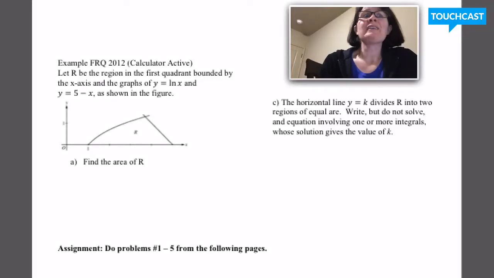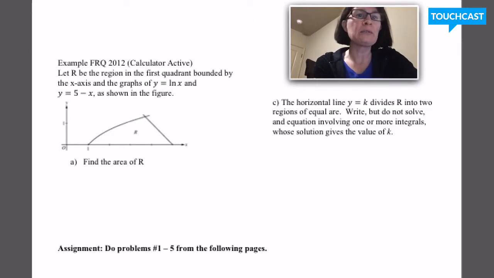So one last example here. This is from a released free response test, and this time we have an area between curves problem that is calculator active. So let's see the differences here. I'm going to see what my plan is. So I want to integrate with respect to x, or I want to integrate with respect to y. Can I tell what my limits are going to be?